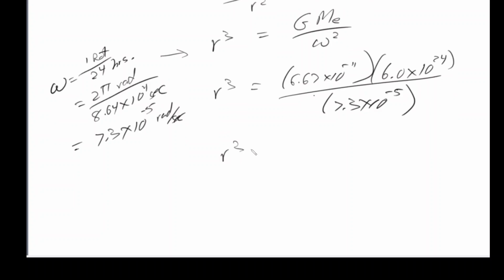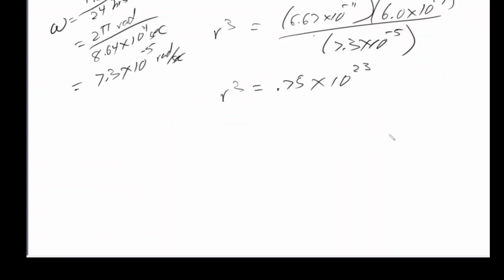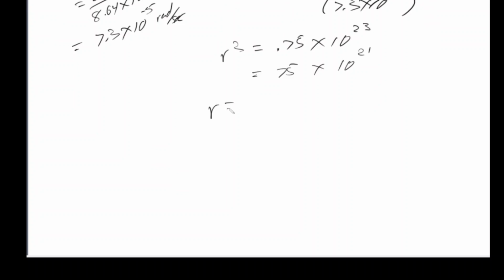So r cubed becomes 0.75 times 10 to the 23rd meters cubed, which is equal to 75 times 10 to the 21st meters cubed. And therefore r would be equal to 4.2 times 10 to the 7th meters.